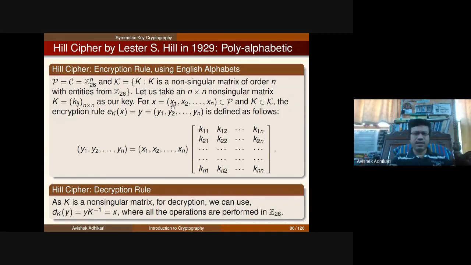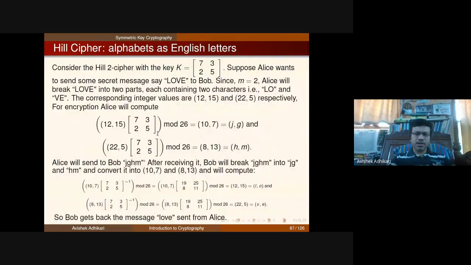But in this particular case, it's only 26 alphabets. That's why I have taken Z26. So the size of the key space is nothing but the number of non-singular matrices whose entries are from Z26, and then you can calculate how many there are. So let us have a look.